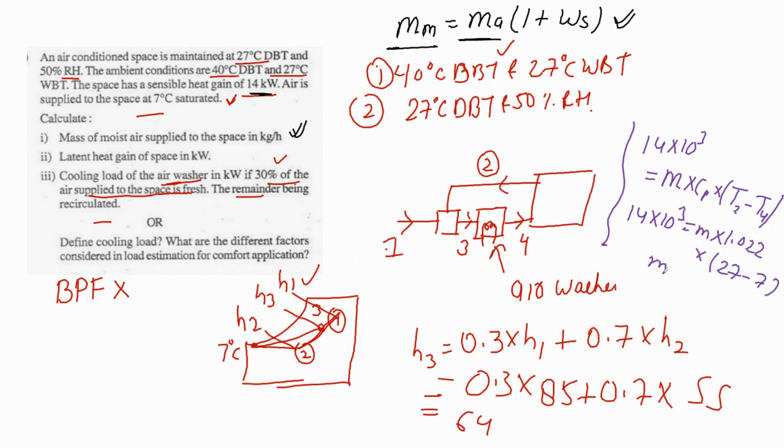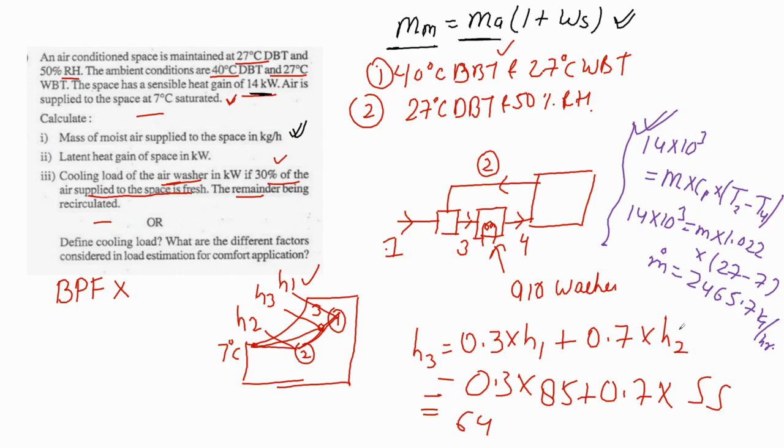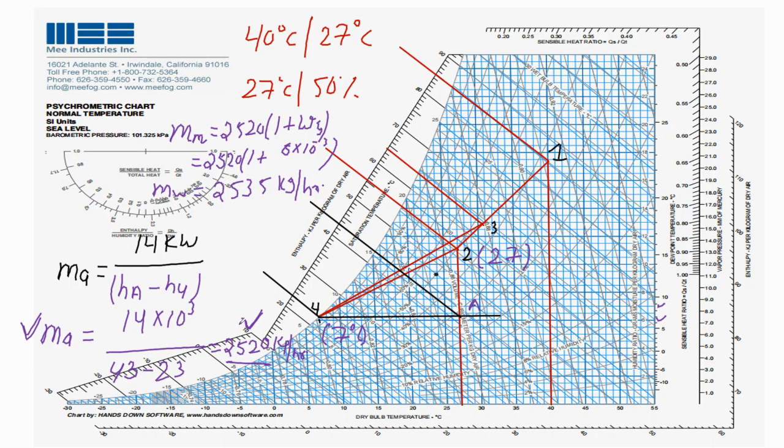So you try to solve it this way. Let me solve this, divide by 20 into 3600. If you solve by this means, you will get around 2465.7 kg per hour. So you can solve this way also. It is not very much different: it is 2520, it is 2465. So by any means you can solve.